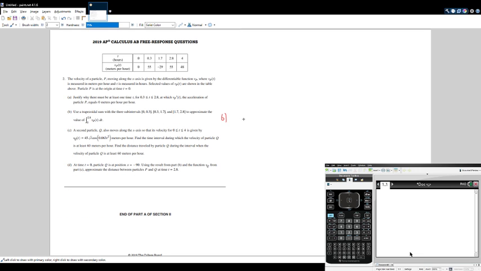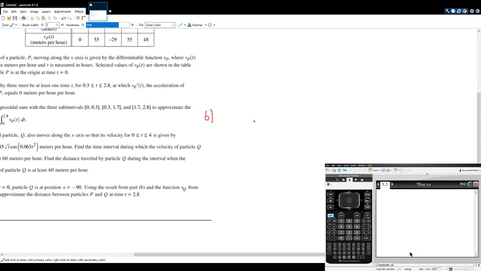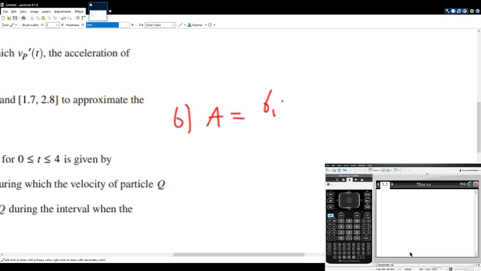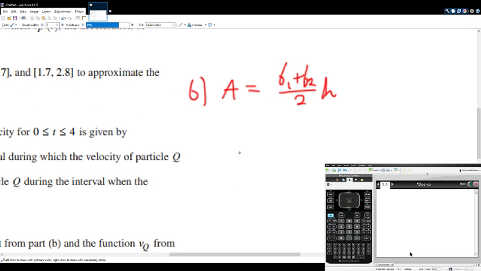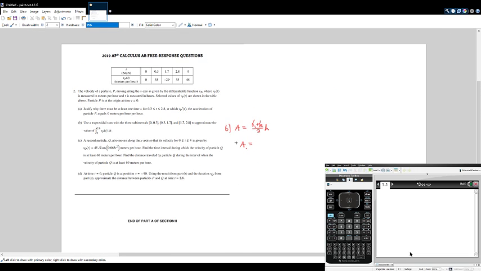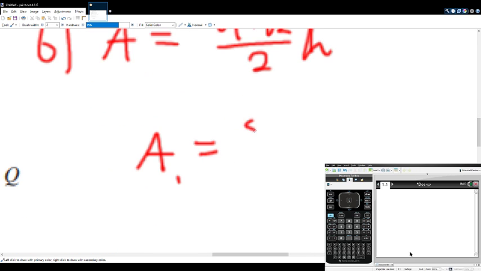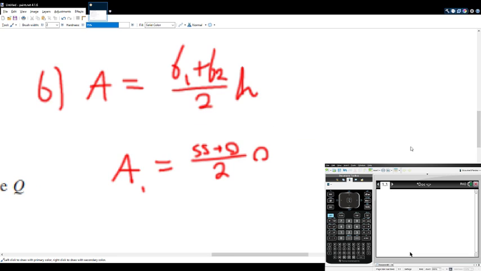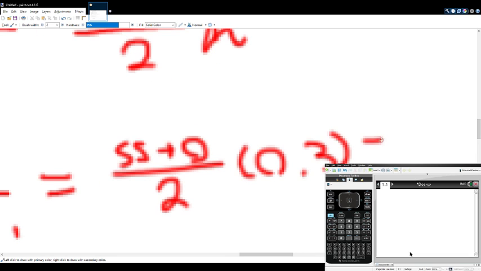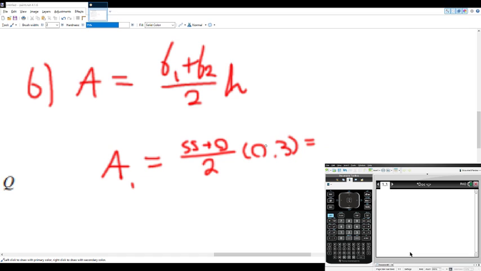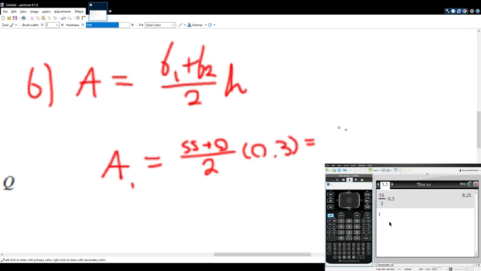And the first step is to calculate the area of each individual trapezoid. The area of a trapezoid, you should remember, is base 1 plus base 2 over 2 times the height. So for here, the first area is going to be equal to, the bases are the respective velocities and the height is the time interval. So 55 plus 0 over 2 times the height of that interval, which is 0.3, which is equal to, where's my calculator? There it is. 55 divided by 2 times 0.3, which is 8.25.